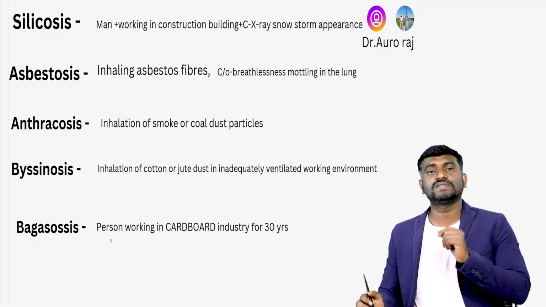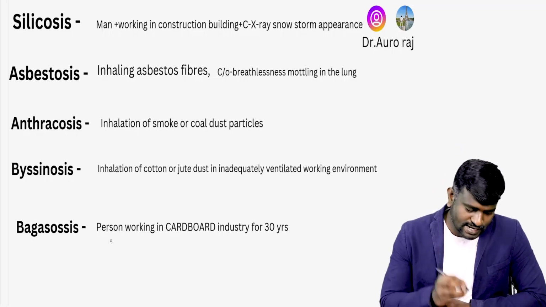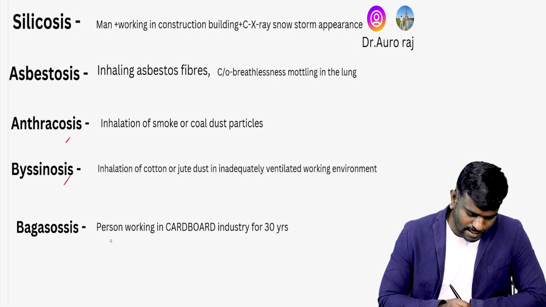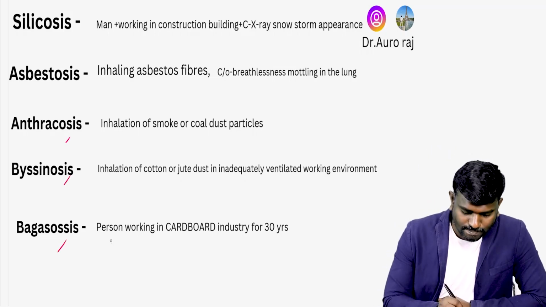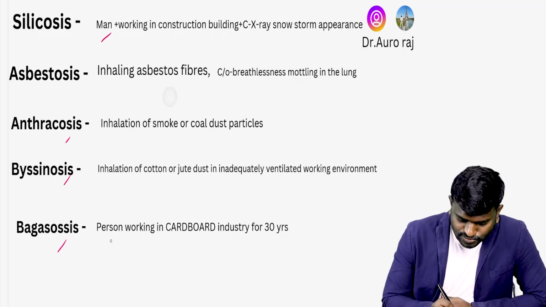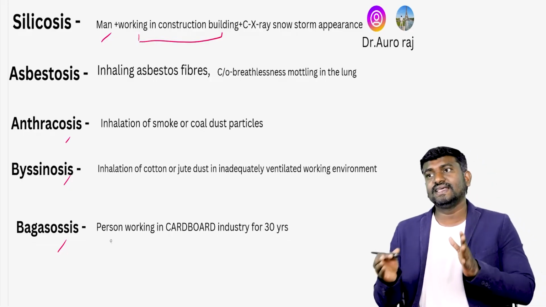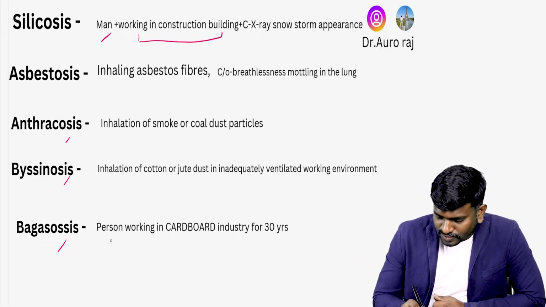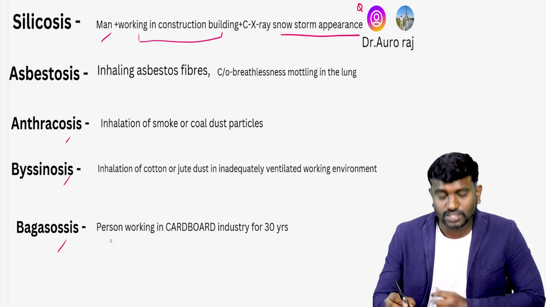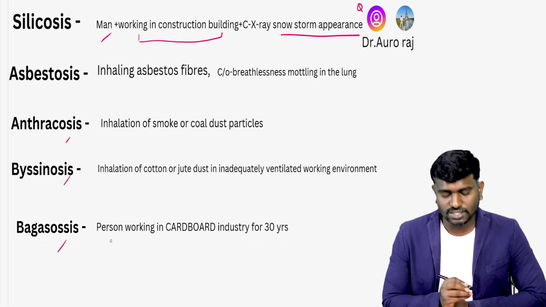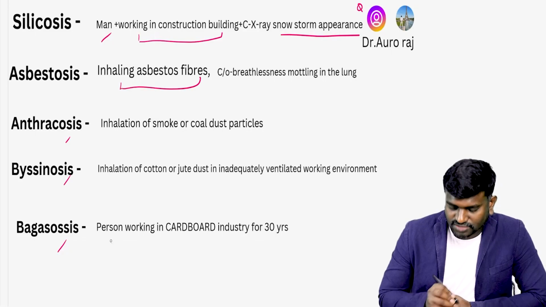Occupational diseases sometimes are asked. Let's revise: silicosis, asbestosis, anthracosis, byssinosis, and bagassosis. Silicosis. Remember, man, construction work site. If you see these words, working in construction building, and the X-ray, just X-ray shows what? Snowstorm appearance. Mark it as what? Silicosis. Good. Asbestosis. Inhalation of asbestos fiber.